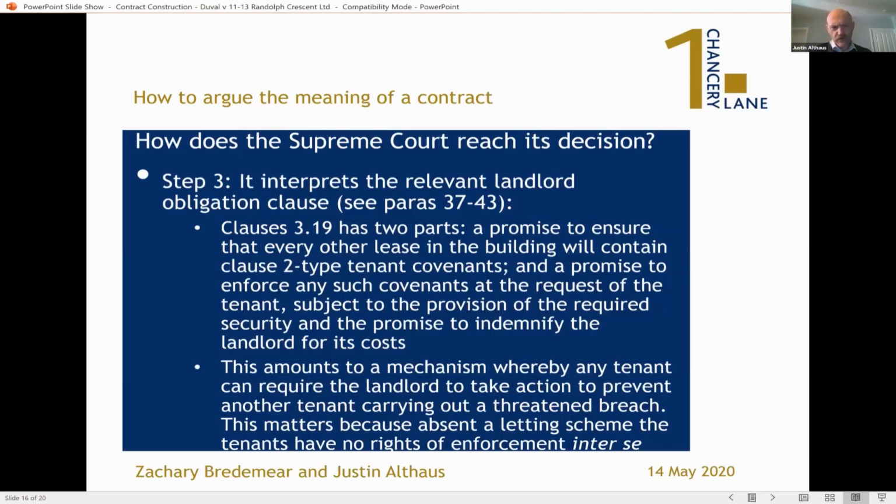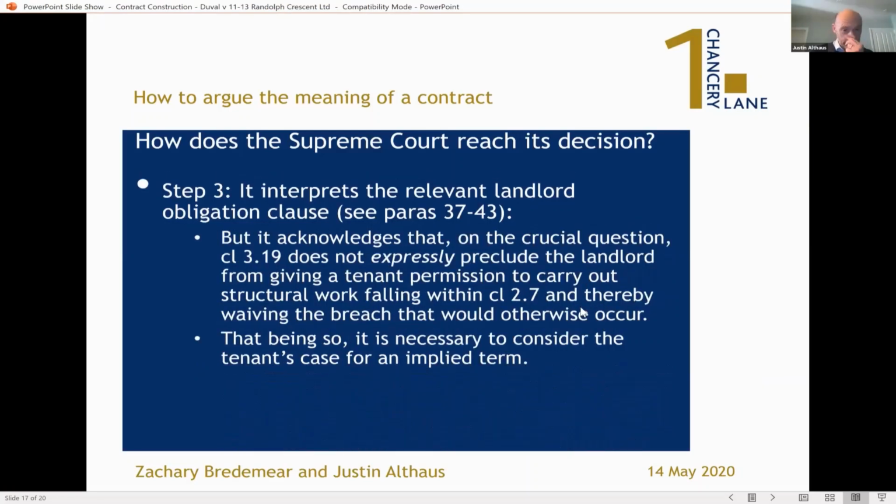And the Supreme Court said that this is a mechanism whereby any tenant can require the landlord to take action to prevent any other tenant from carrying out a threatened breach. And this was important because there was no letting scheme in relation to these flats, and therefore the tenants had no right to enforce obligations between each other. They had to rely on the landlord to enforce those covenants on the tenant's behalf.